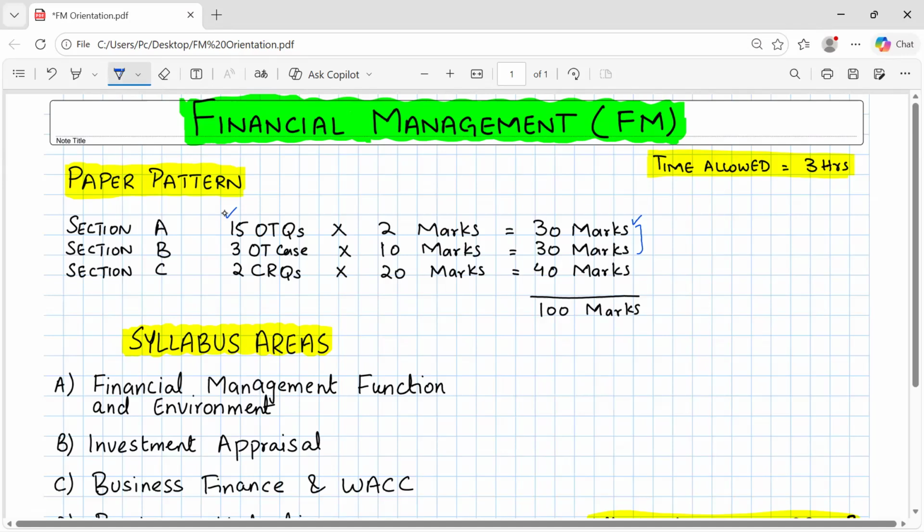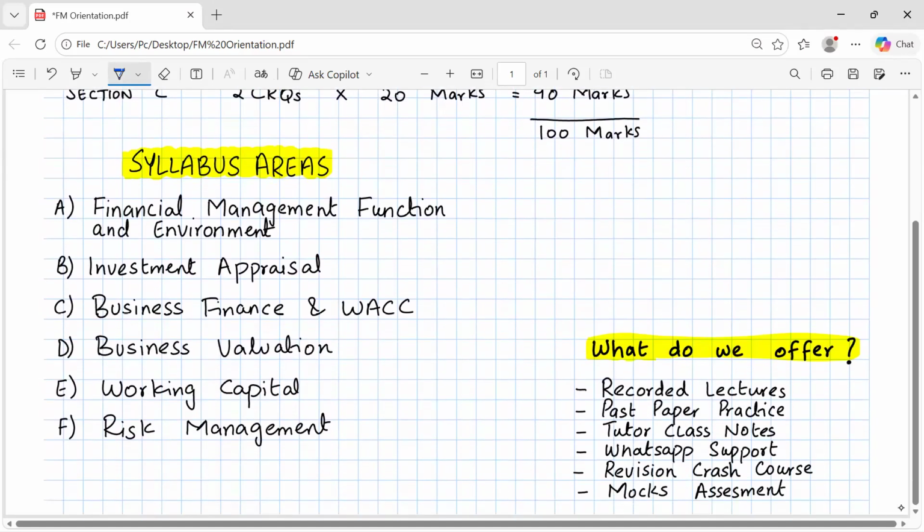Now let's quickly go through the syllabus areas. Like, let's have a brief discussion that what are we going to study in this course, ACCA FM. So there are 6 syllabus areas. The first one is financial management function and environment.